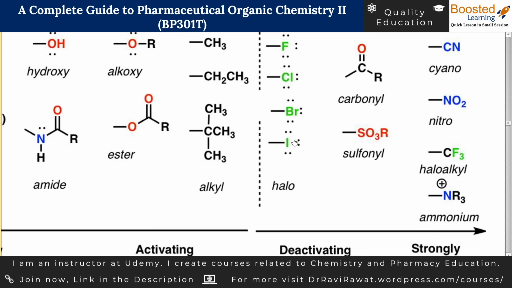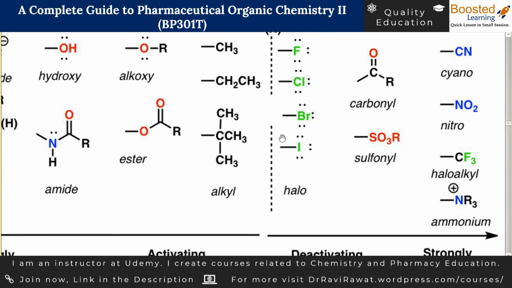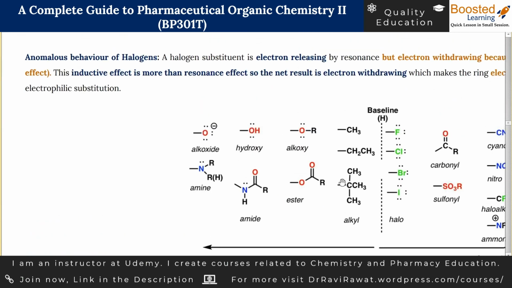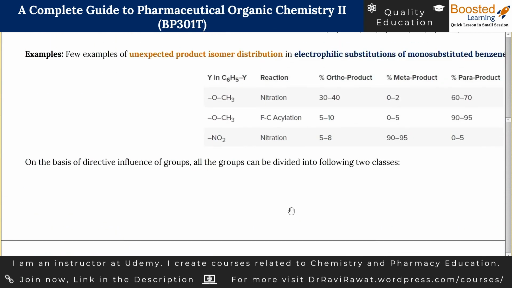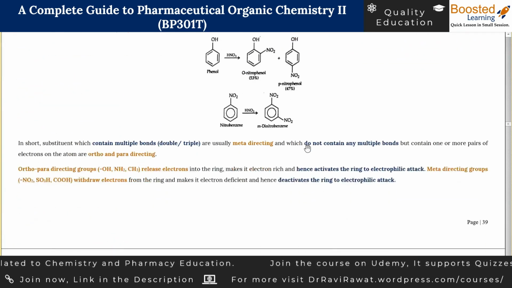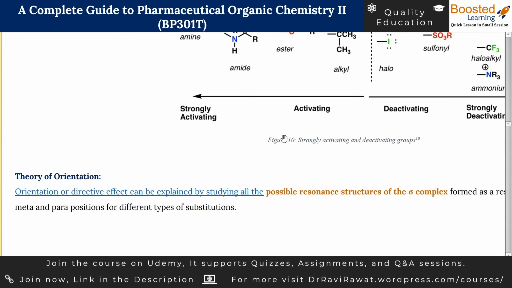One exception only, that despite halogens are deactivating groups, they give ortho and the para product, not the meta product, because these are weakly deactivating groups. These are not so deactivating but weakly deactivating groups. So that is the reason why it happens. So that's it for this session. In this session we have covered the effect of substituent on the orientation, and we have seen some examples also. In the next session we are going to cover the last topic of this unit 1C, which is theory of orientation. So see you in the next session.